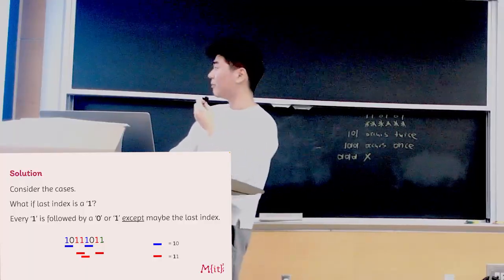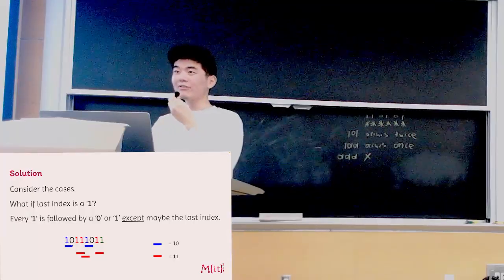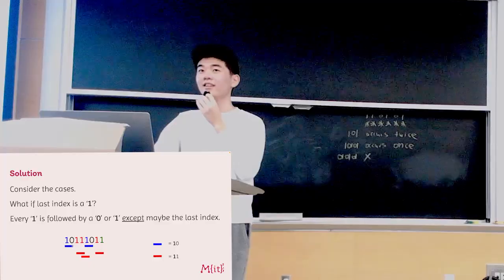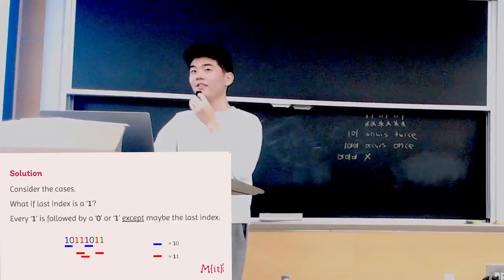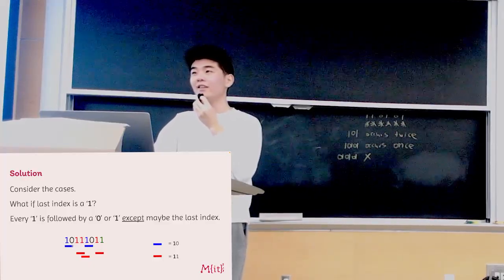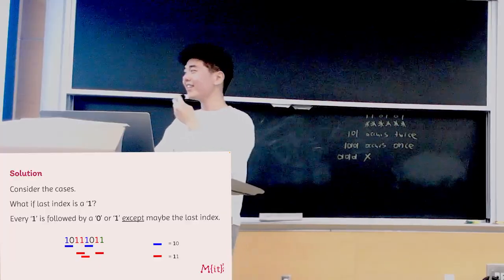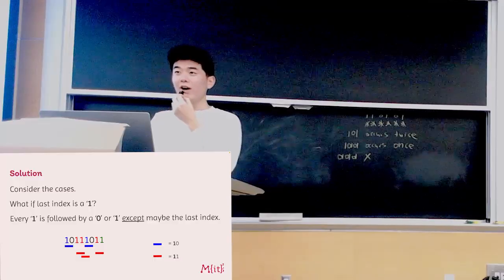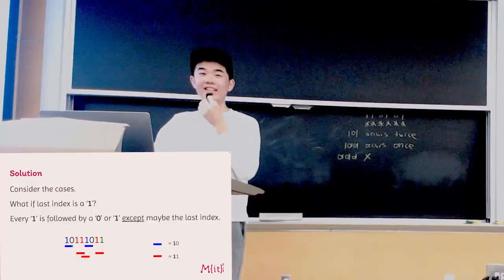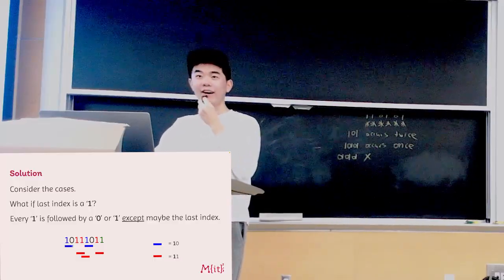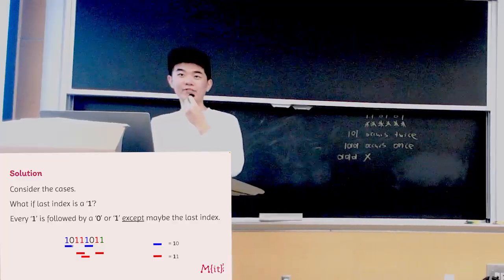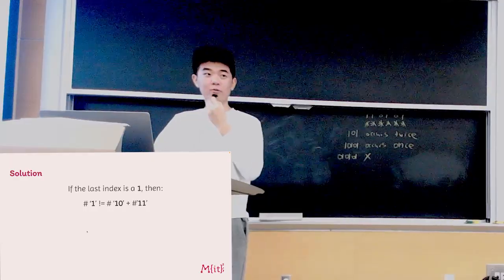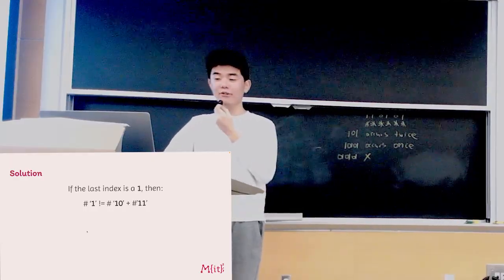Now, how does this help? Can anyone see how this would help right now? You can query 10 and 11 to figure out how many 1s there should be. Kind of, yeah, exactly. If we query 10 and 11, then we know how many 1s there are, not including the final 1. So that motivates us to query the number of 1s, the number of 10s, and the number of 11s.